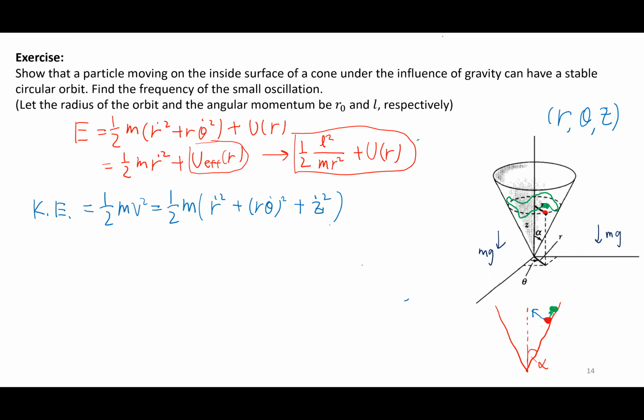So again, if you look at this cross-section picture over here, this distance is R, this vertical distance is Z, right? So that is for the particle, R divided by Z is given by tangent alpha, or Z is given by R divided by tangent alpha. So this is the constraint equation that we'll use, right?